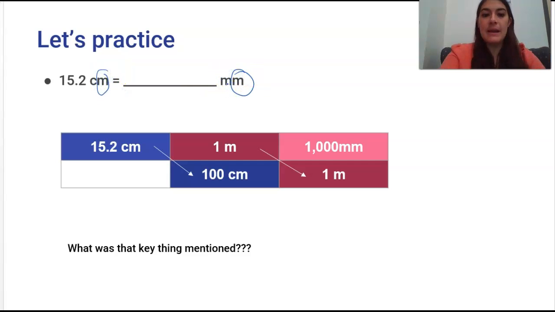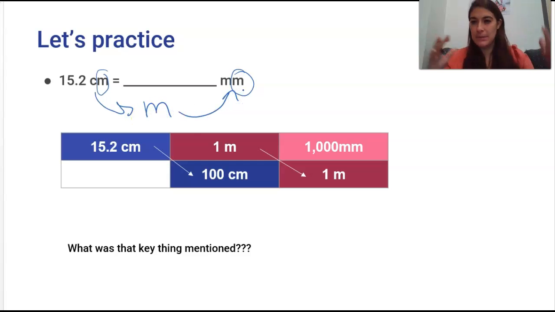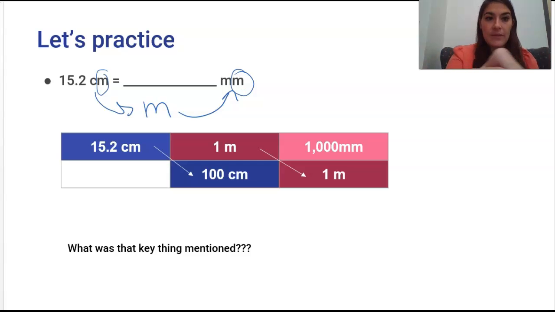So that tells me that I'm going to go from centimeters to meters and then meters to millimeters. That's kind of how that thought process needs to go for you. All right, so always go to that base first. Then, as our direction said, start with what you are given. So that's our 15.2 centimeters. That's what we were given in the question.